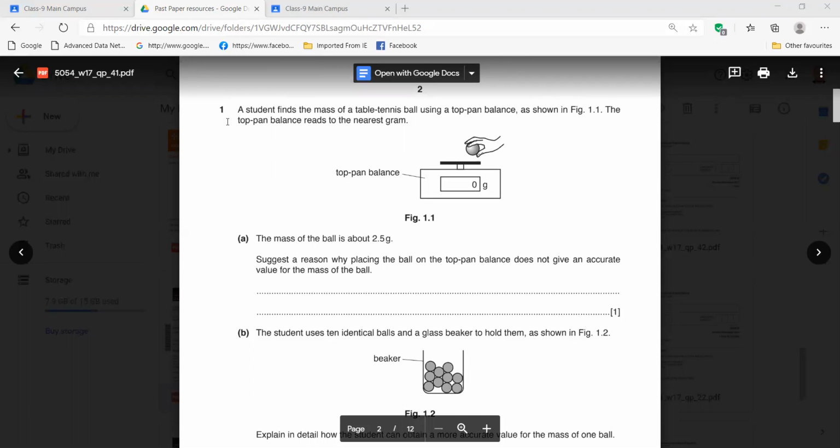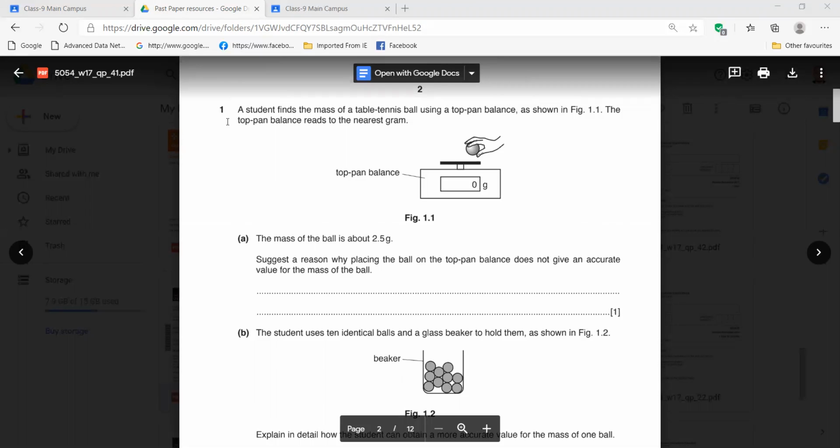Muhammad Saad. Question 1. A student finds the mass of a table tennis ball using a top pan balance as shown in figure 1.1. The top pan balance reads to the nearest gram. A. The mass of the ball is about 2.5 gram. Suggest a reason why placing the ball on the top pan does not give an accurate value for the mass of the ball. Okay, so what is the reason?